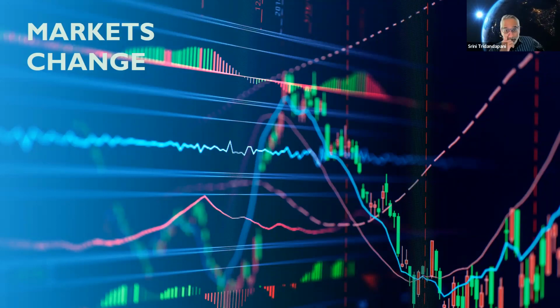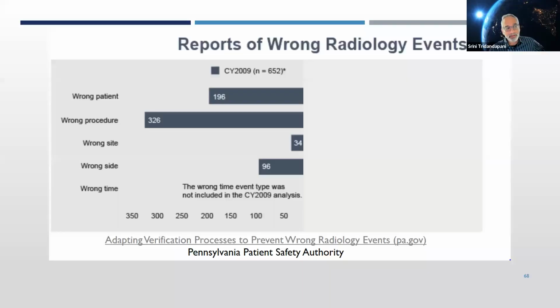Here's the other thing, markets change. They tell you one thing, a few years later, things will change. And what do I mean by that? So we did this I-Corps process in 2014 or 2015, and people were not willing to pay for errors at the time.